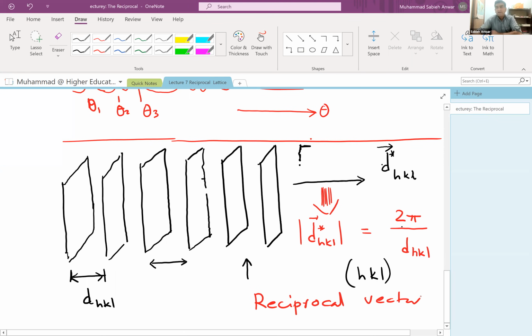It's like a blind man's walking stick. The blind man walks in a particular direction, but the stick is normal to the direction in which the blind person would like to walk. And the length of this vector is inversely proportional to the step size which the blind man takes. So this kind of vector is called a reciprocal vector.